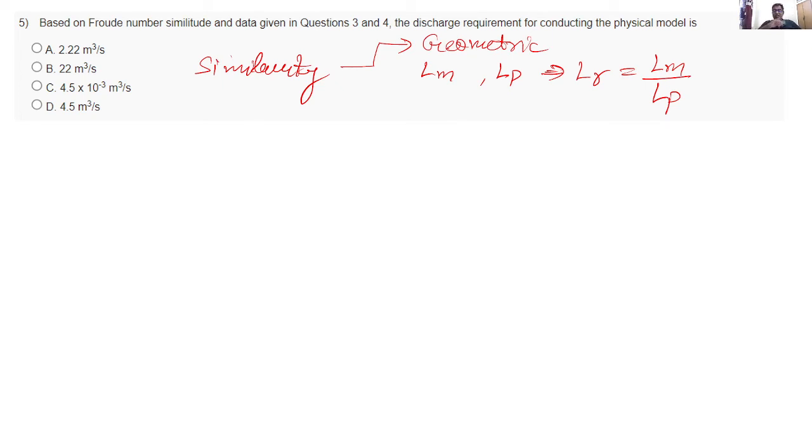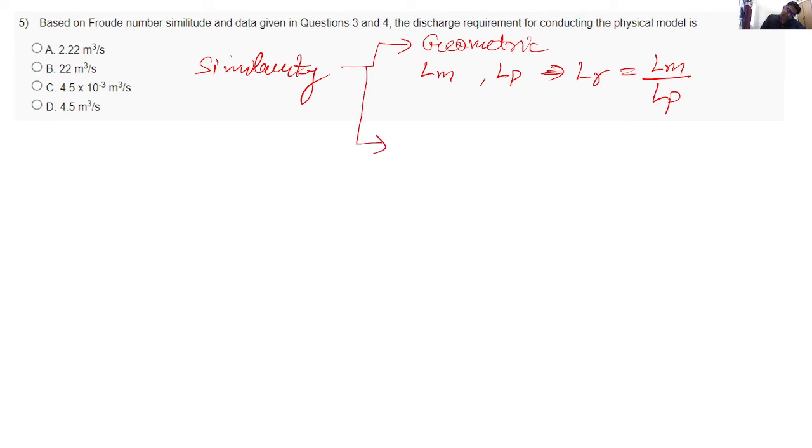However, ensuring geometric similarity is not always possible. For example, when we are trying to model a river, we know that the width and the depth are much smaller than its length. So for that, distorted models are usually used, in which we use a different length scale for the depth and the width than that of the length, because the length of rivers is too large compared to the other two dimensions. So this was about the first similarity.